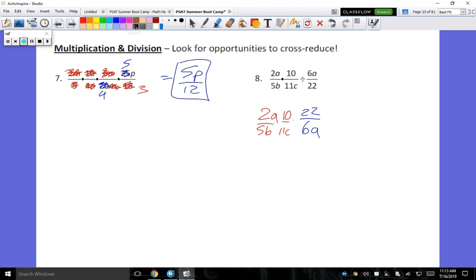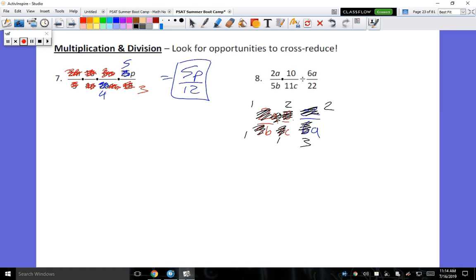And now I'm going to start canceling, reducing. I see this 5 and 10, which goes to 2 and 1. I see this 2 and 6, which goes to 1 and 3. I see this 11 and 22, which goes to 1 and 2.